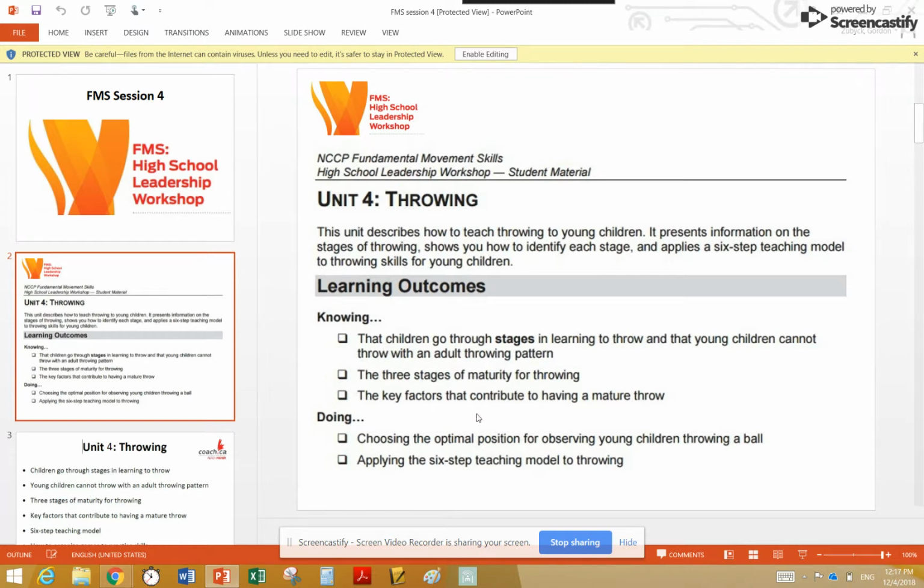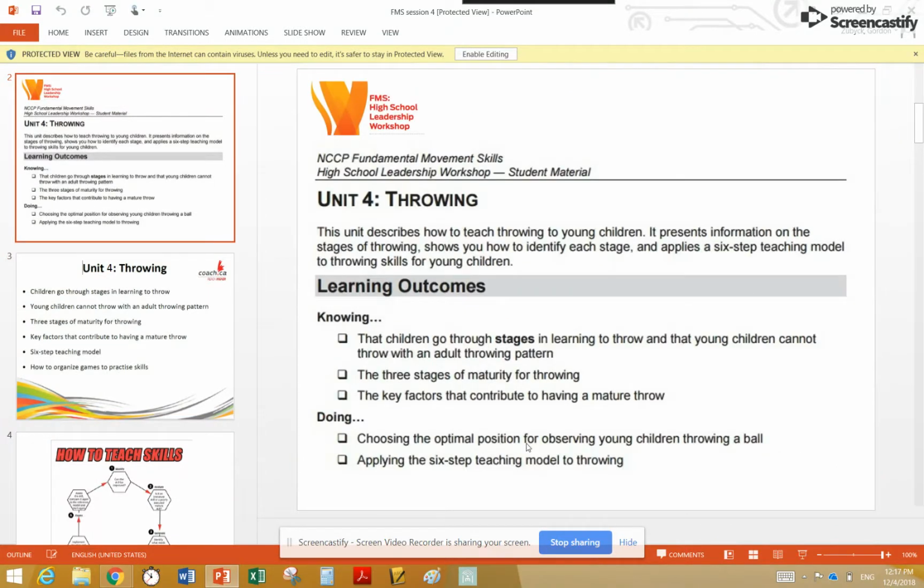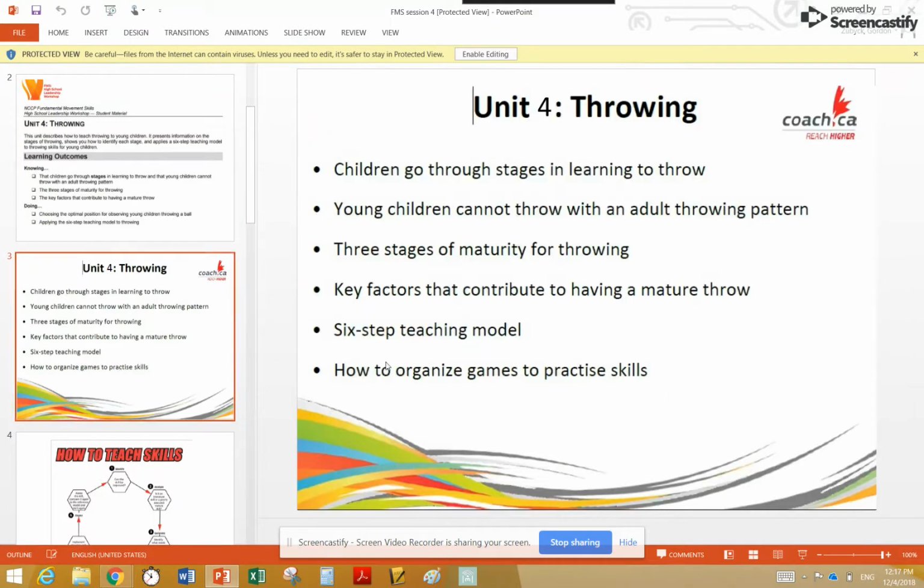I constantly have students in my high school phys ed classes who are only at stage 1. There's a variety of reasons for that, or it could be a variety of reasons. But the reality is, don't think this is just something to do with children, because again, we have teenagers who struggle with this skill. And then the doing piece is choosing the optimal position to observe the children throwing the ball. So here it talks about some of the different ideas and things you're going to take a look at.